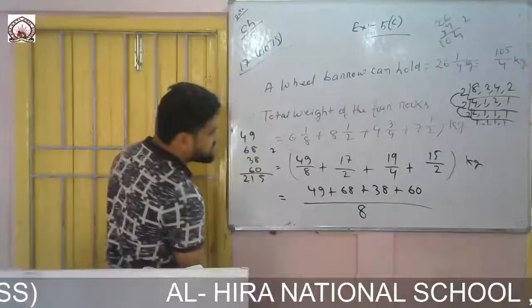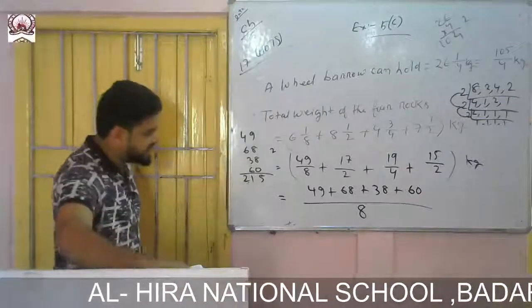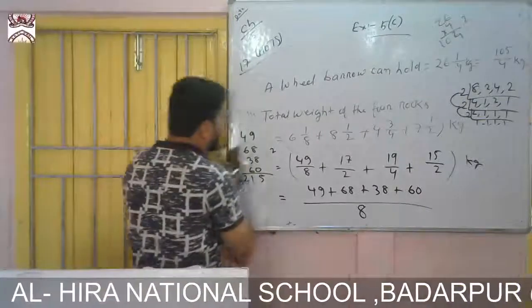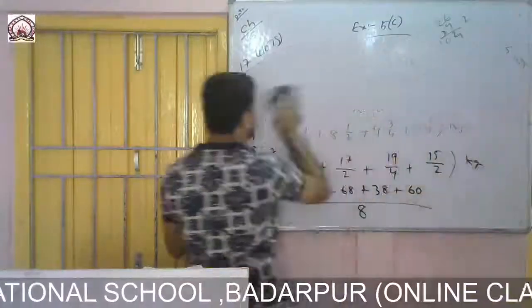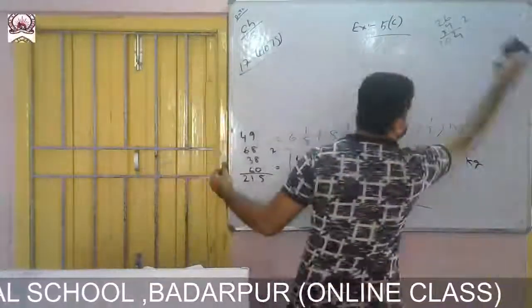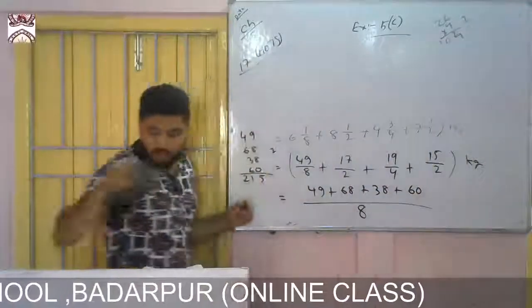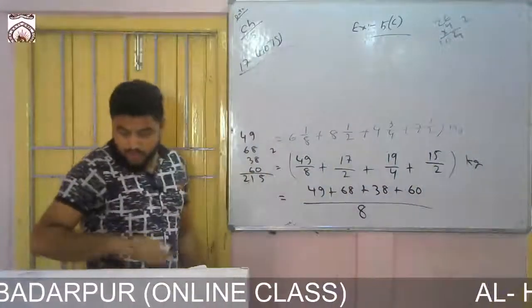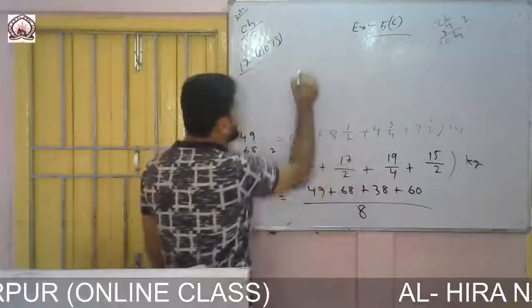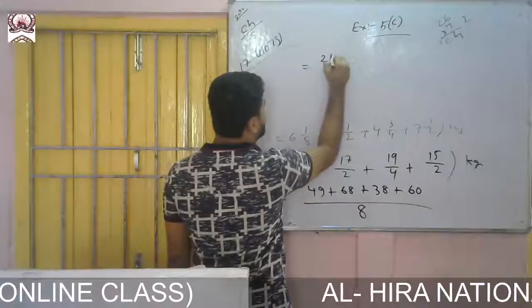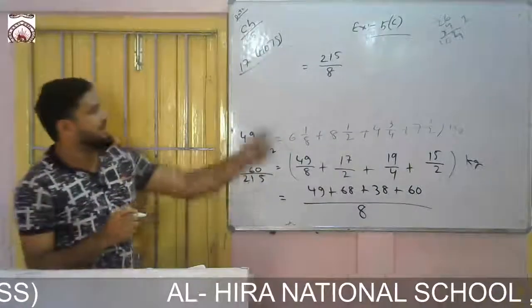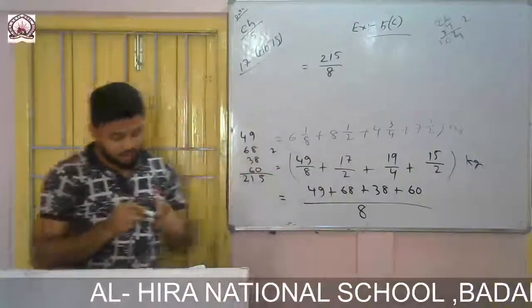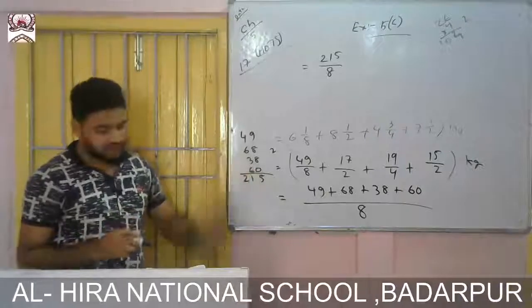215. So what are we getting? 215 by 8. We are getting 215 by 8. We cannot further divide this one. Okay, so 215 by 8 is the fraction that came.